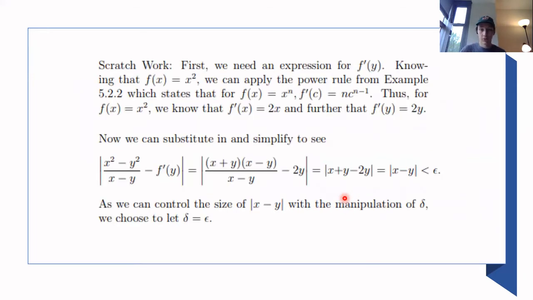So now we can do some scratch work. We first need an expression for f prime of y. We can use the power rule from example 5.2.2 to get that the derivative of x squared is 2x, something we learned in Calc 1, and then substitute in for f prime of y equaling 2y. We can then use the difference of squares here and substitute in, simplify down to the absolute value of x minus y less than epsilon. And remember, we can manipulate that with the use of delta and select delta equals epsilon.